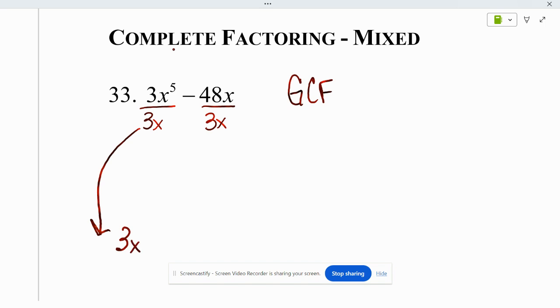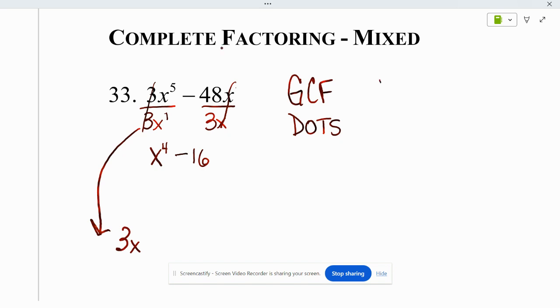Let's see, 3x to the 5th divided by 3x to the 1st leaves me with what? X to what power? To the 4th, yeah. Negative 48x divided by 3x leaves me with what? Negative 16. Okay. So we've done the GCF. Now we need to check for the dots. Is x to the 4th power a perfect square?